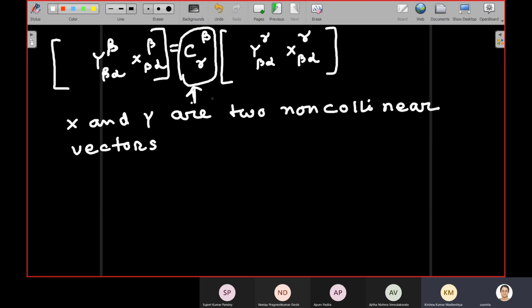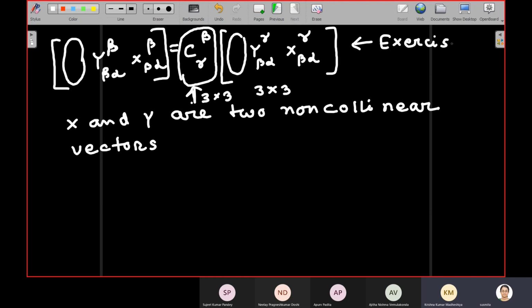How can we do it? So this is a 3 by 3 matrix, right? So this also has to be 3 by 3. Okay? So this means we need to find a vector here and a corresponding vector here. So what can we do to find this missing vector? Okay. This is an exercise. So given two non-collinear vectors in both beta and gamma frames, how can we find the coordinate transformation matrix?